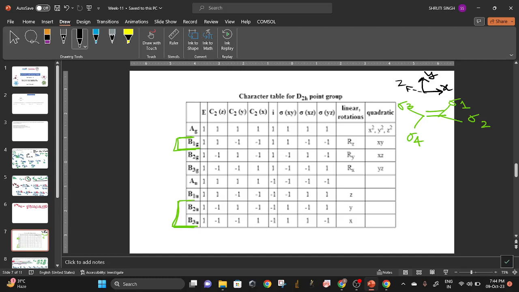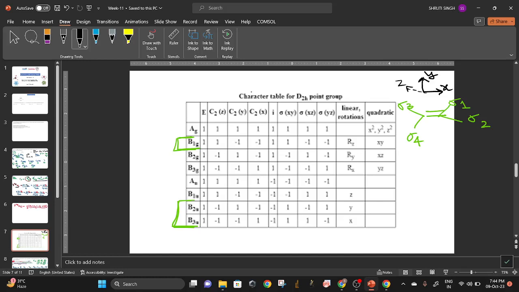Got it, ma'am. 2 times sigma 1 minus sigma 2 minus sigma 3 plus sigma 4. Right, for which case? In case of B1G. You got it in case of B1G.